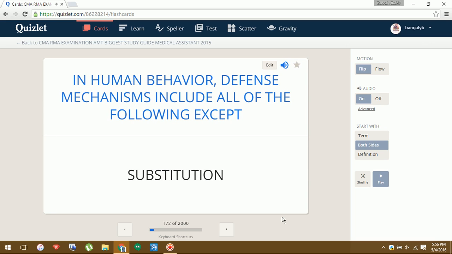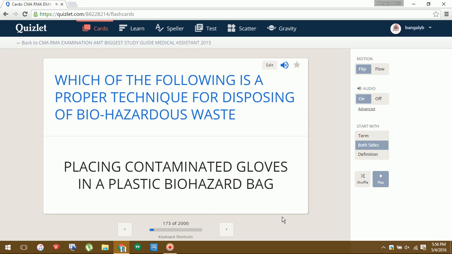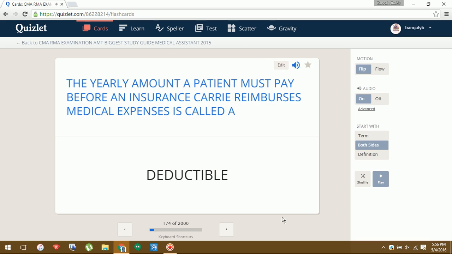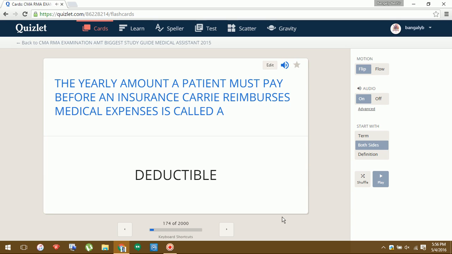In human behavior, defense mechanisms include all of the following except substitution. Which of the following is a proper technique for disposing of biohazardous waste? Placing contaminated gloves in a plastic biohazard bag. The yearly amount a patient must pay before an insurance carrier reimburses medical expenses is called a deductible.